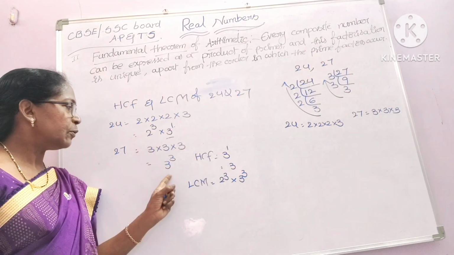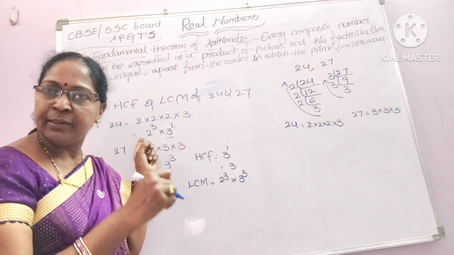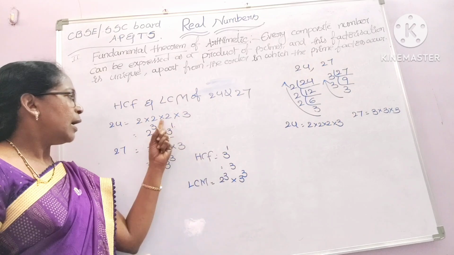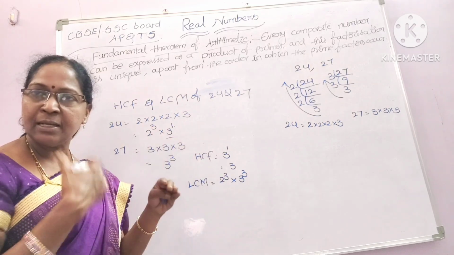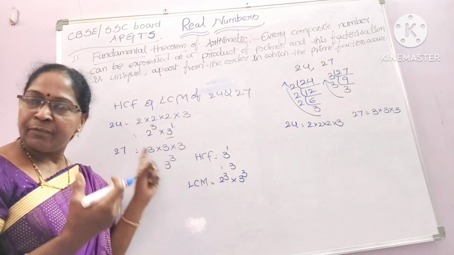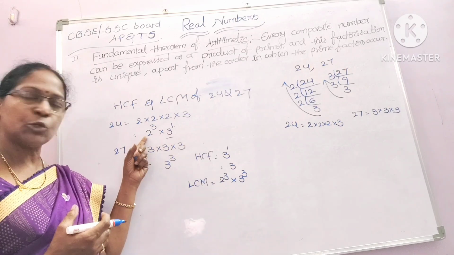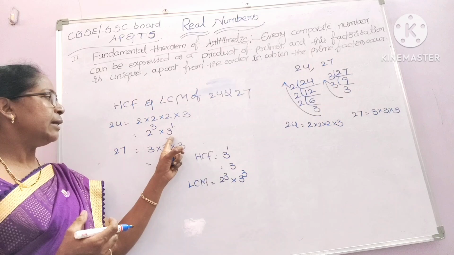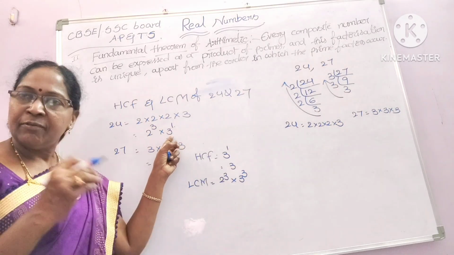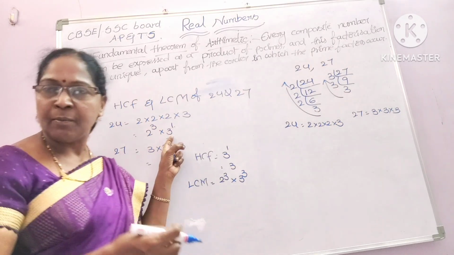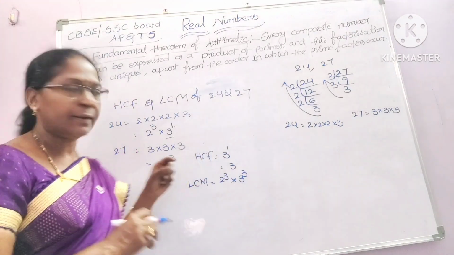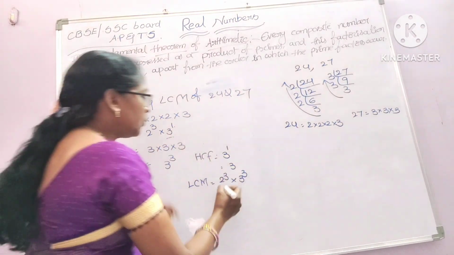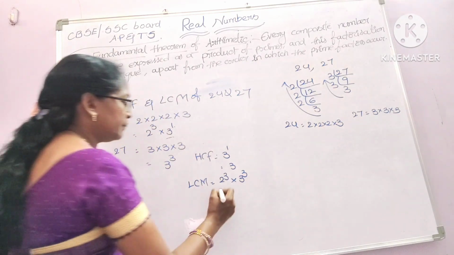Here 2 cube, here 2 is not there. So for each factor you have to multiply the highest power, the product of the highest power of each prime factor of the following numbers. That means 2 cube is the highest; here 2 cube is not there, 2 is there, right? And here a common factor is there. For finding the LCM, it is not only the common factors but the product of each prime factor. So 3 power 1, the highest 3 power is 3 cube. So you have to write 2 cube into 3 cube.